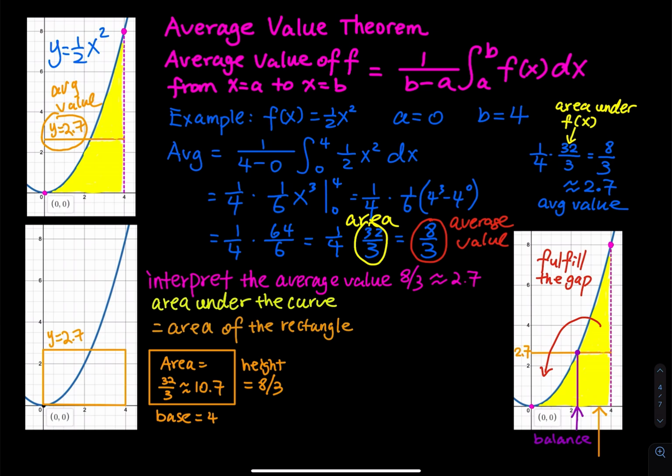And the last step, when I place an arrow right over here, that is the position where you can balance the area under the curve. So that is the third way to interpret the average value theorem.